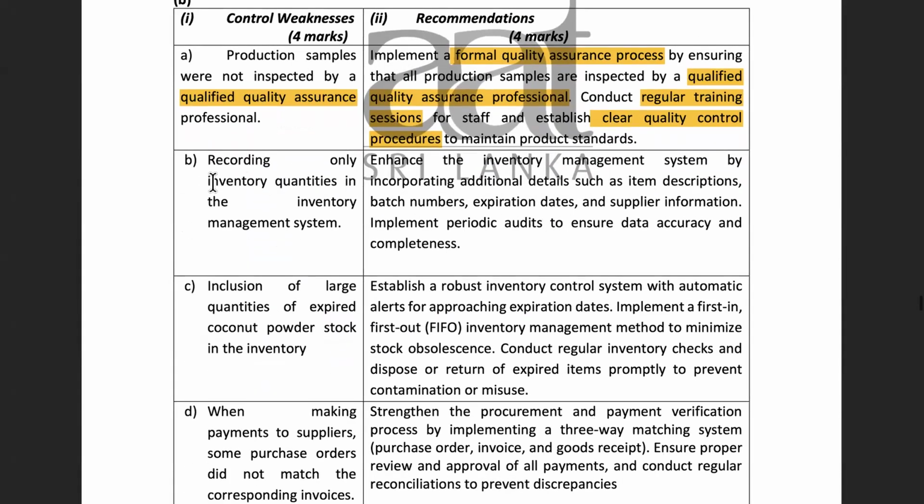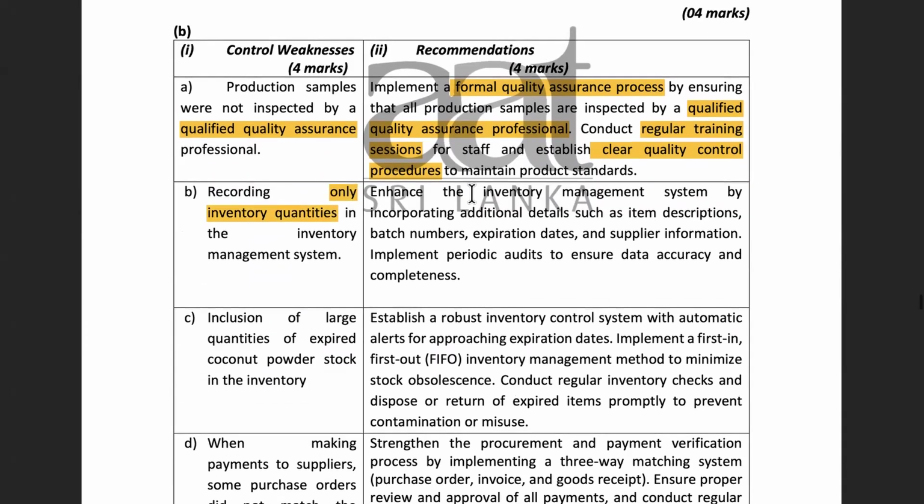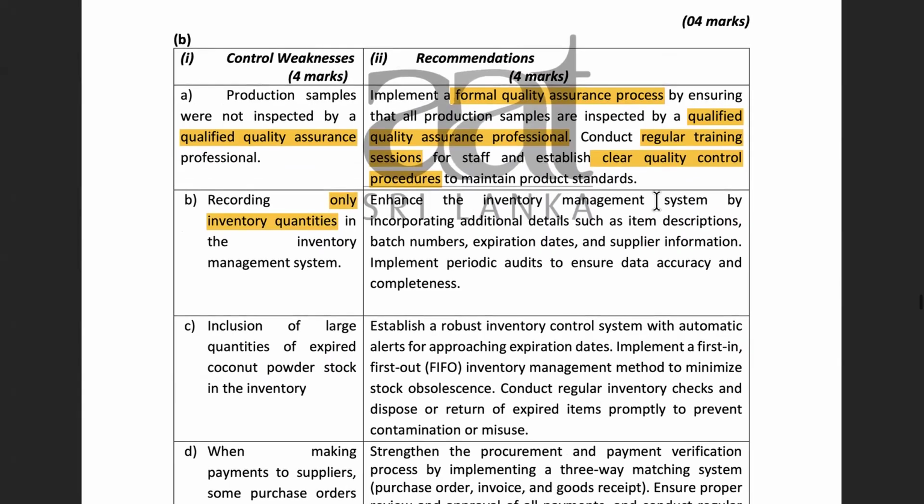Let's say recording only inventory quantities in the inventory management system. Only inventory quantities. They are not recording the value, so it's very difficult to do the reconciliation. See the recommendation: enhance the inventory management system by incorporating additional details such as item descriptions, batch number, expiration date, supplier information, right? As well as implement periodic audits to ensure data accuracy and completeness, right?